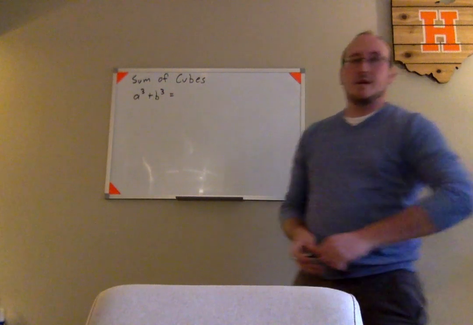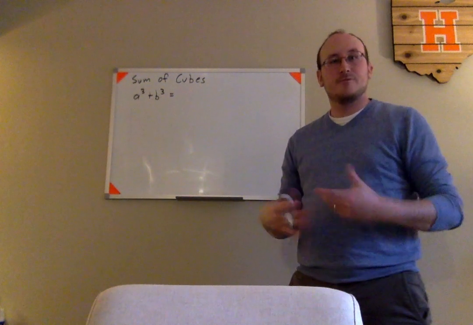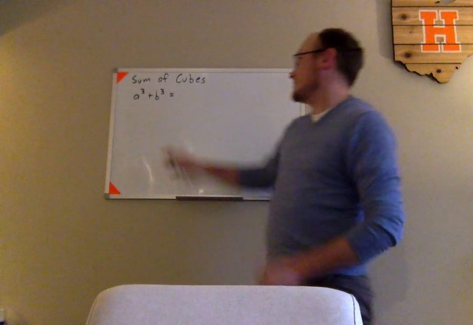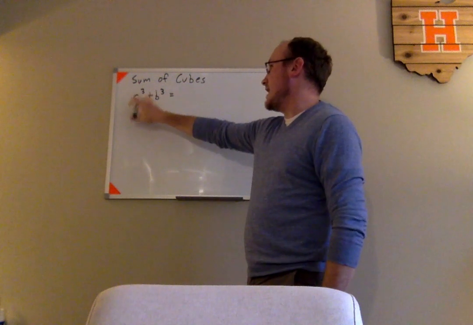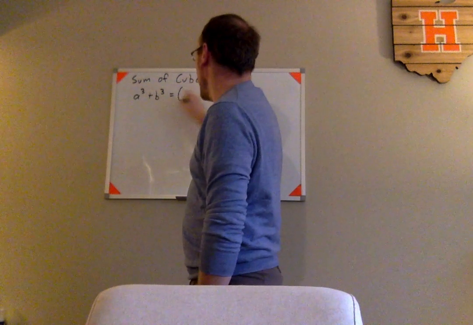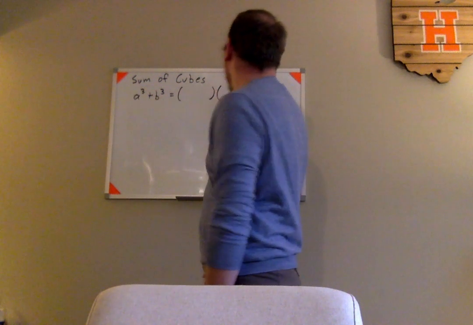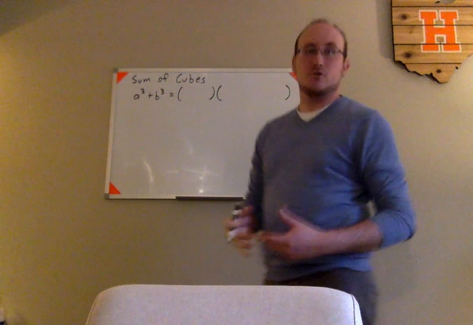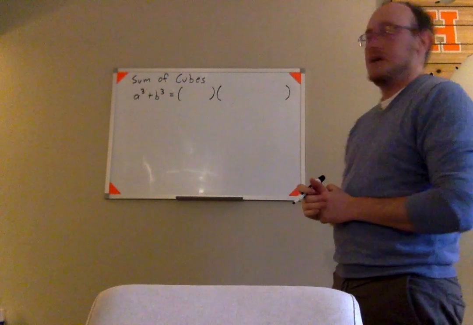In this example, we're going to look at how to factor a sum of two perfect cubes. Starting off just with the generic a cubed plus b cubed. This will factor into a binomial times a trinomial. It's always good to know the structure of how this is going to break down with that.